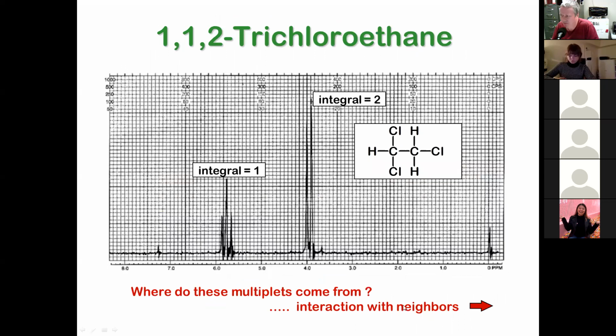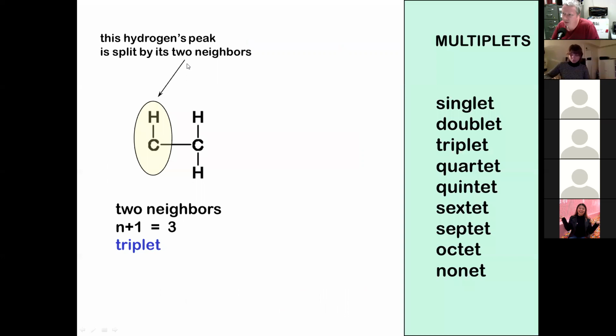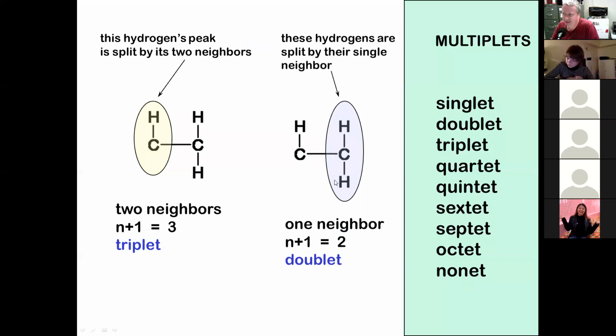All right, so yeah, where do they come from? Interactions with neighbors. We just said that, right? So yeah, the CH is split by the 2 CHs next door, and the CH2 is split by the 1 CH next door to it. Okay, so this CH is split by its 2 neighbors, and we're going to explain how that actually works in a second. All right? And this CH2 is split by its neighbor. It's 1 neighbor, and that becomes a doublet. So that's how the CH is a triplet and the CH2 is a doublet, okay?